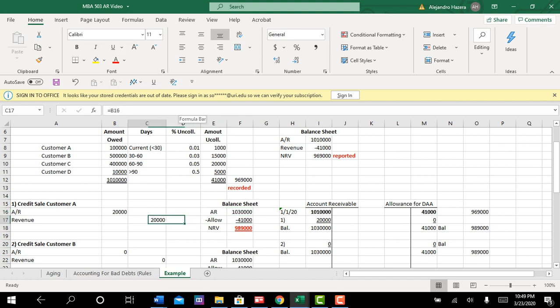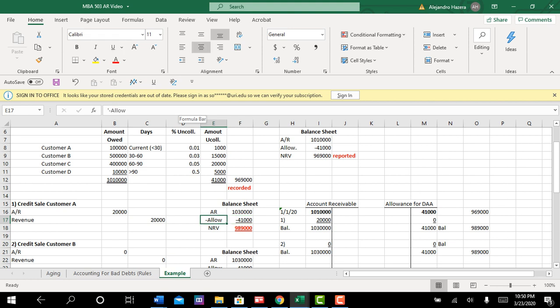But notice something. There was no entry to allowance. When you make a credit sale, you debit accounts receivable and credit the revenue account. There's no entry to the allowance account. So here's one rule: after you make a credit sale, the allowance does not change. By the way, I don't know why I have revenue there, that should be allowance. Just have to accept that mistake, but that should be the allowance account. You'll notice that the allowance there does not change.